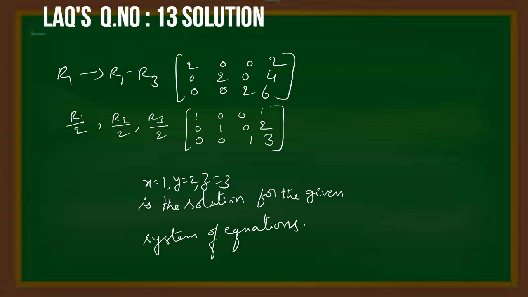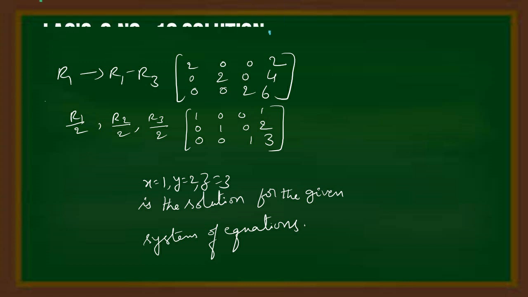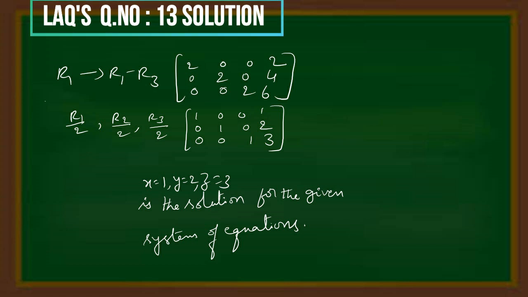First, we change this into the identity matrix. For this, the first element in R1 is 2. Therefore, we divide R1 by 2. And in the second row, the second element is 2. Therefore, we divide R2 by 2. And in the third row, the third element is 2. Therefore, R3 by 2. Then the coefficient matrix is changed into the identity matrix, which is equal to 1, 0, 0, 0, 1, 0, 0, 0, 1. And here alpha, beta, gamma are 1, 2, 3.